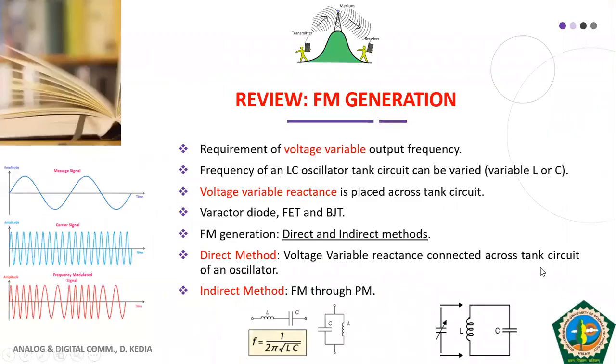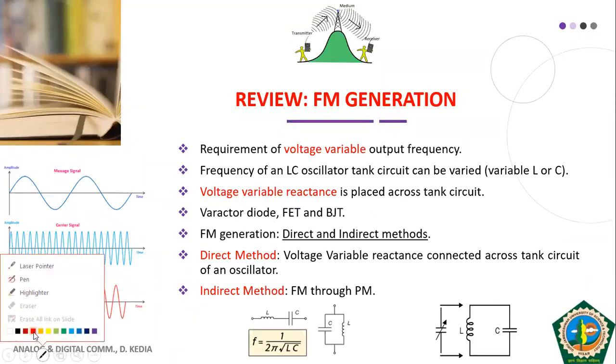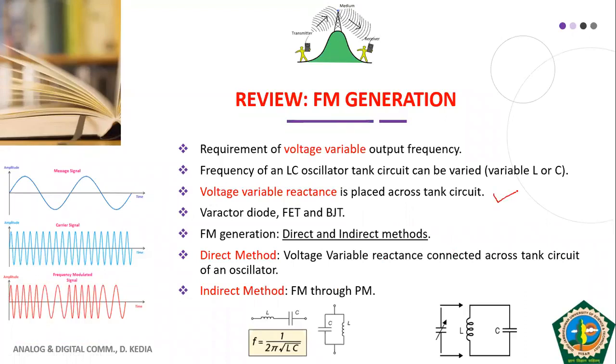So this is just a quick review of what we have discussed in FM generation. In FM generation, I told you that we need a voltage variable output frequency. We need a frequency that is proportional to variable voltage. What we have done, we have taken an LC oscillator tank circuit whose inductance or capacitance is varied, and that variation in inductance and capacitance has been made proportional to the voltage. As a result, we get voltage variable reactance which is placed across our tank circuit. This is what we had discussed.